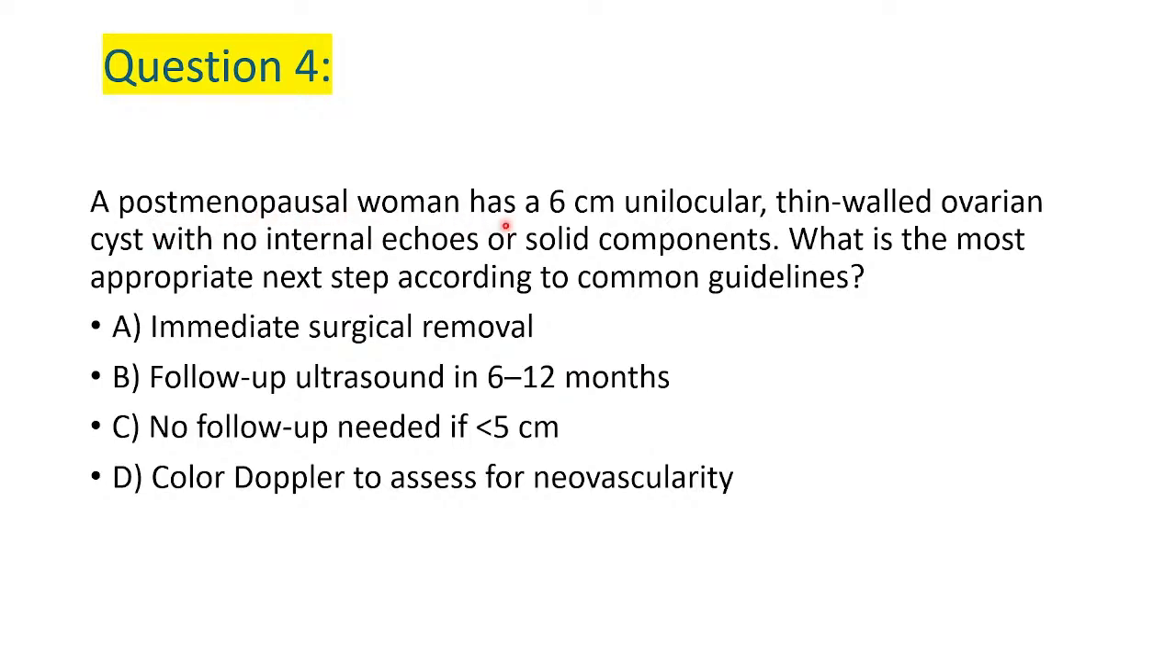A postmenopausal woman has a 6 cm unilocular thin-walled ovarian cyst with no internal echoes or solid components. What is the most appropriate next step according to common guidelines? Immediate surgical removal, follow-up ultrasound in 6 to 12 months, no follow-up needed if less than 5 centimeters, color Doppler to assess for neovascularity.